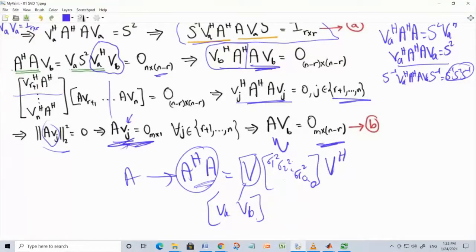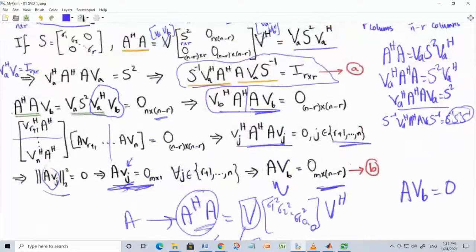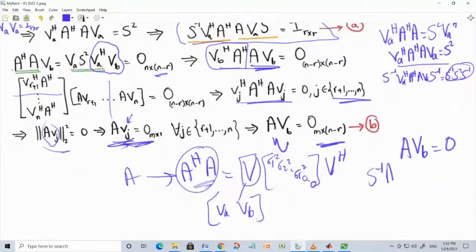Okay, and the results that we have till now are that A VB is equal to the all-zero matrix, and also the one we have up here, which is that S inverse VA Hermitian A Hermitian A VA S inverse. This is identity of size R. Okay. Any questions?